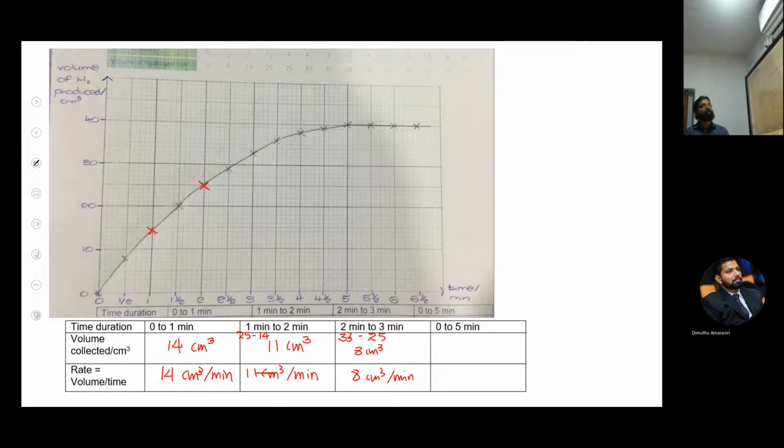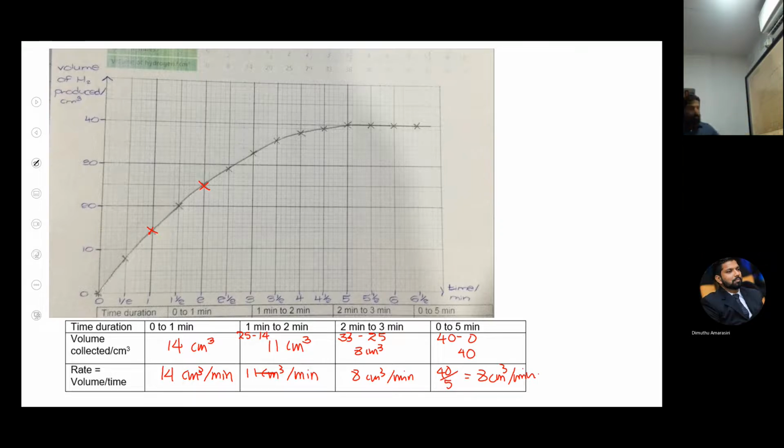Now 0 to 5. So you have to take the whole volume difference. That's 40 divided by 5, which is 8 cm cubed per minute. That you call the average rate. What do you call it? Average rate. Because the rate didn't stay constant throughout.